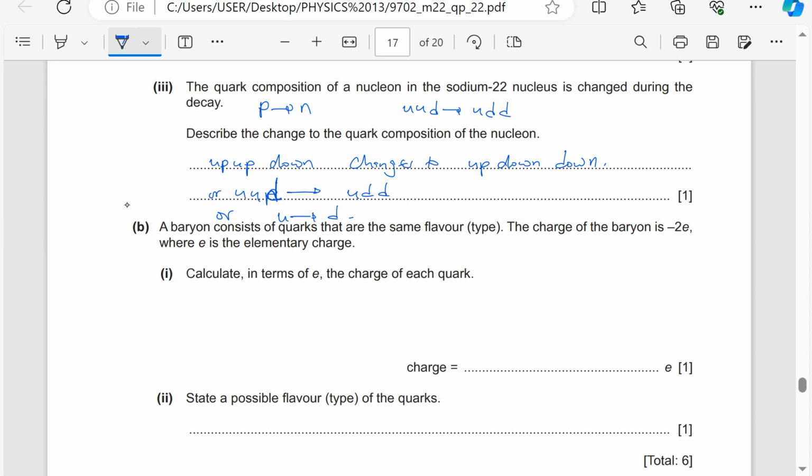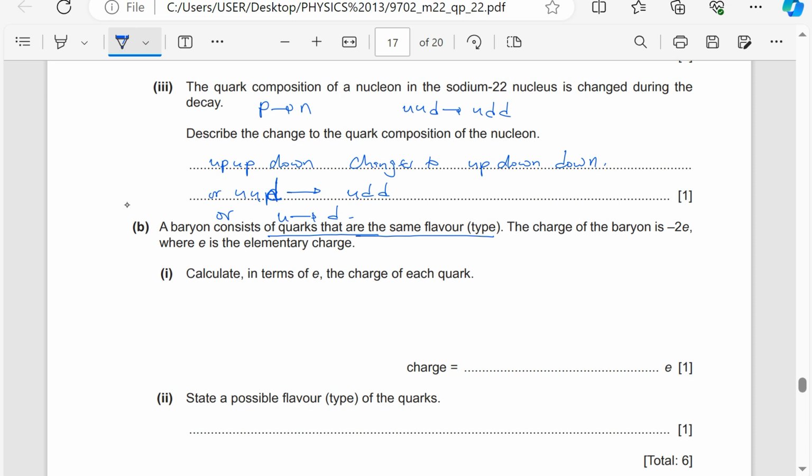A baryon consists of quarks. Remember, baryons are made up of 3 quarks. The charge of the baryon is minus 2e. Remember, they have the same flavor or same type, so they are identical. The charge of the baryon is minus 2e, where e is the elementary charge. Calculate in terms of e the charge of each quark.